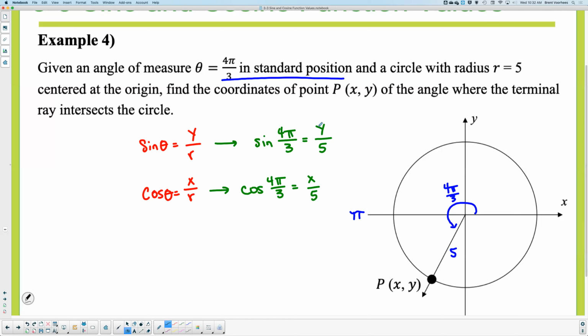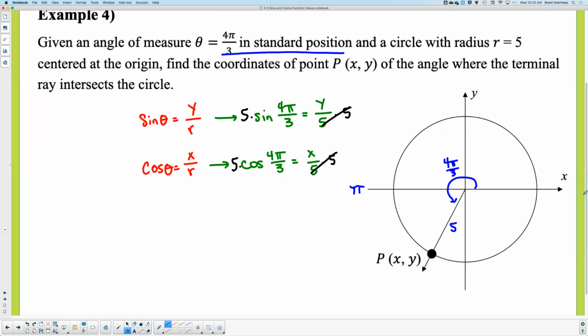Okay, let's do some crazy algebra here. By crazy algebra, I mean, how would I get this y isolated? How could I get this y all by itself? That's all we have to do, is multiply by 5. And we'll be able to solve for y. What about here? How could I solve for my x? We multiply by 5, because the opposite of dividing by 5 is to multiply by 5. This is how we're going to get our x and y.